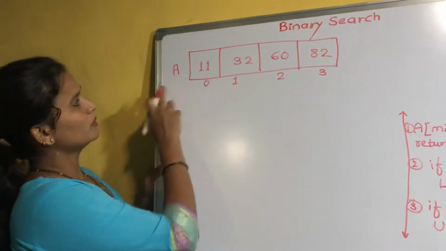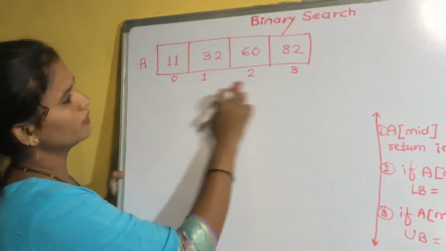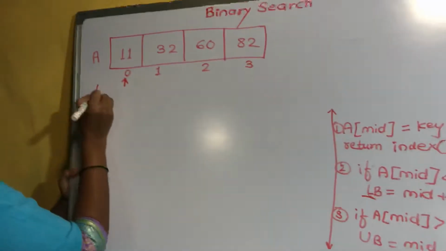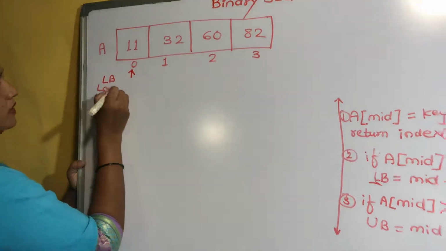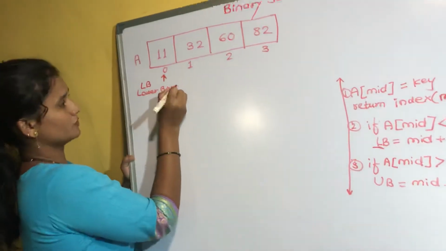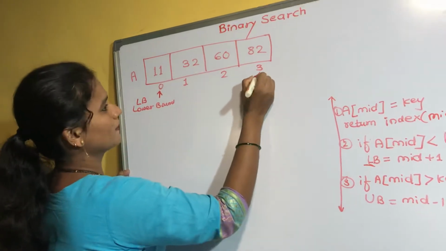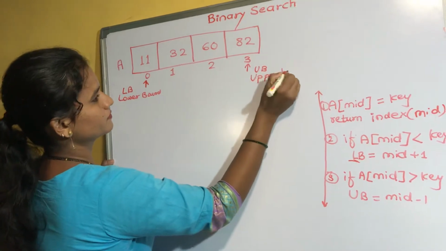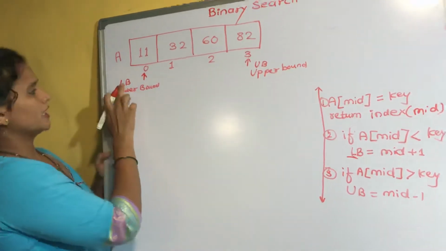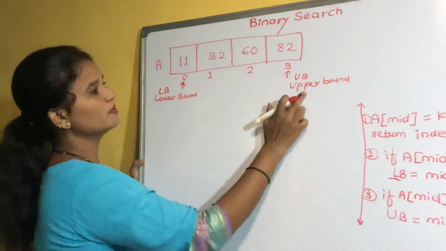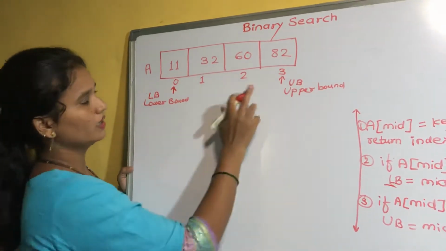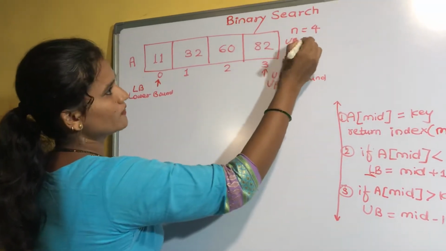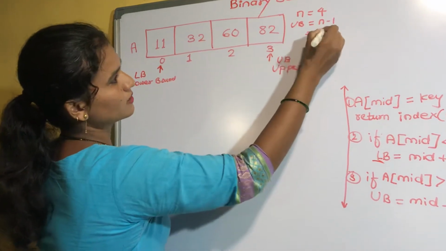Now see here, the name of the array is A. I have taken only 4 elements here. This is LB, that is lower bound, which we have already discussed in the previous video. UB is the upper bound. LB means the initial index value and UB means the last or final index value. Here the number of elements n equals 4, so our UB equals n minus 1, that is 3.